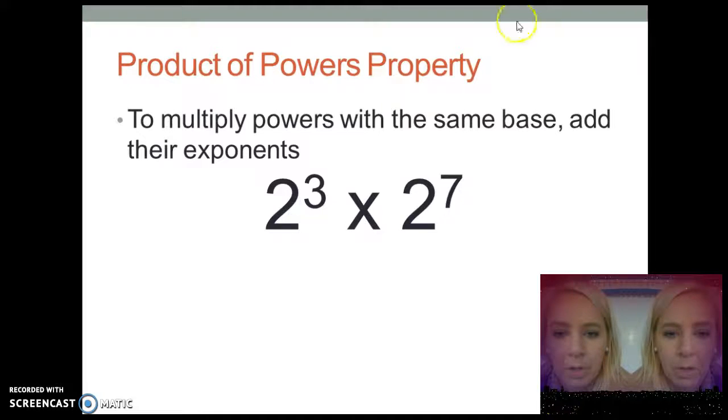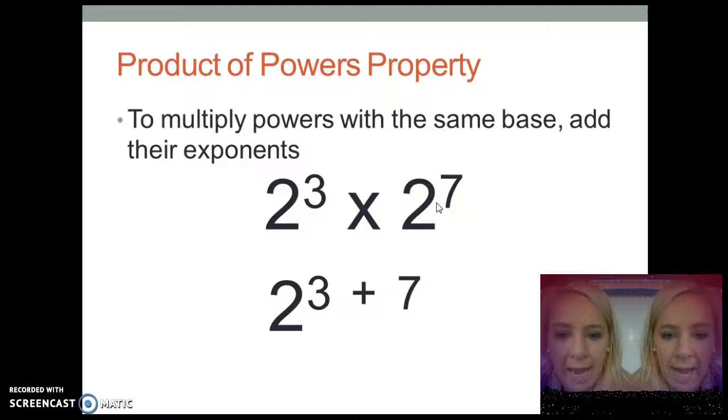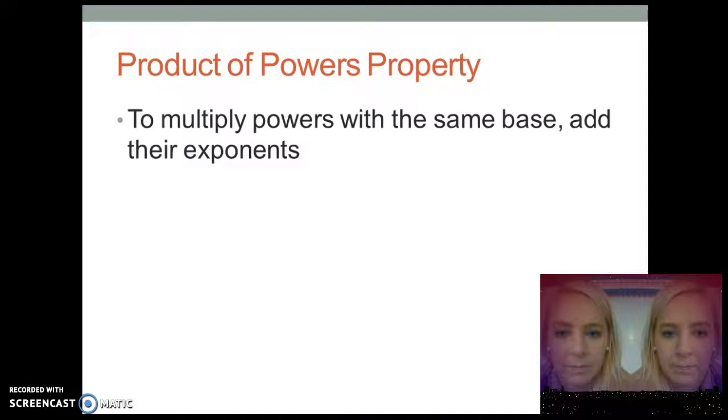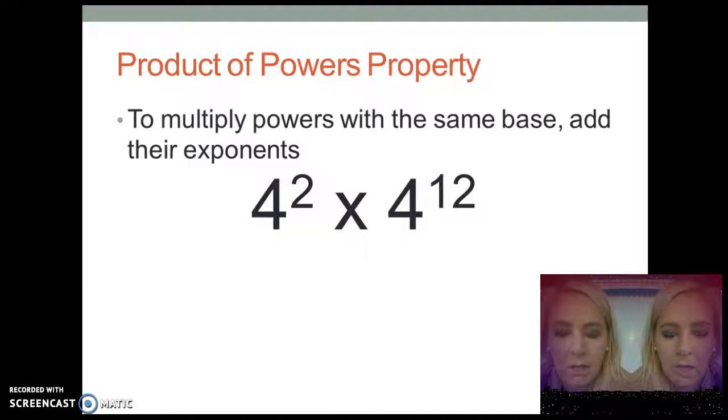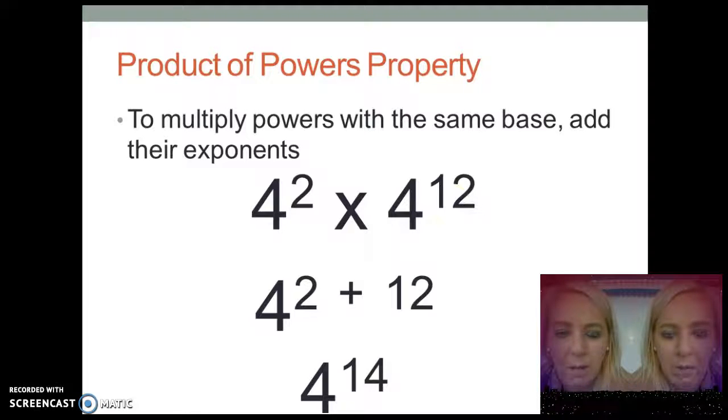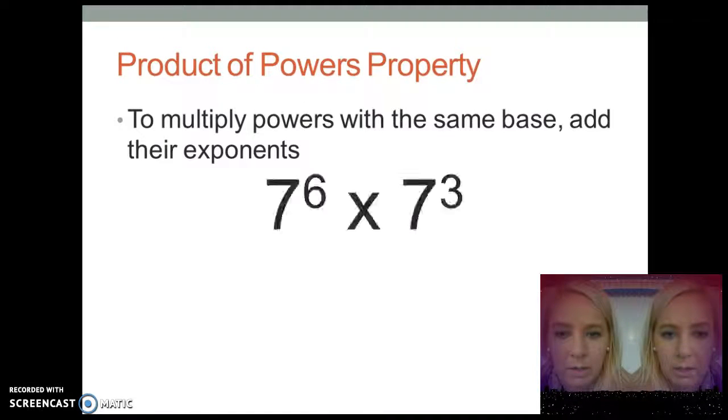Here's another example: 2 to the 3rd times 2 to the 7th. My base is 2, so I'm going to add 3 plus 7. When I add my exponents, I get 2 to the 10th power. Another example, my base is 4. As long as my base is the same, I can add my exponents. So I'm going to add 2 plus 12, which will be 4 to the 14th power.